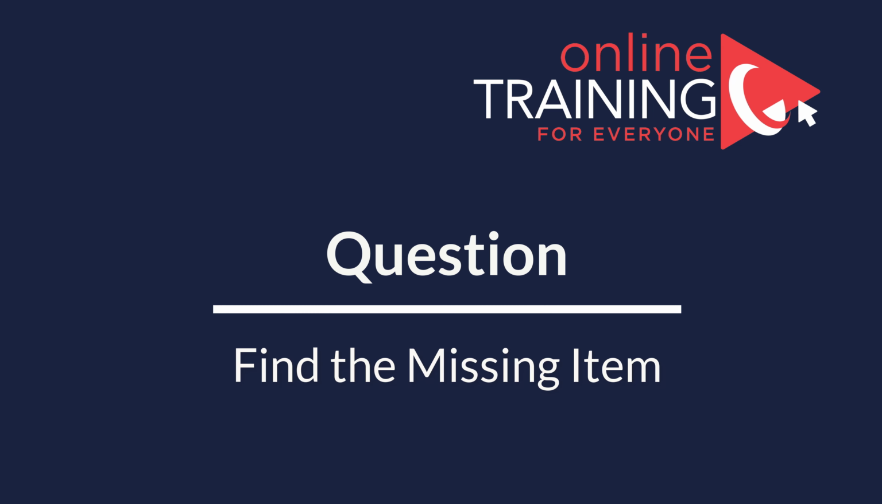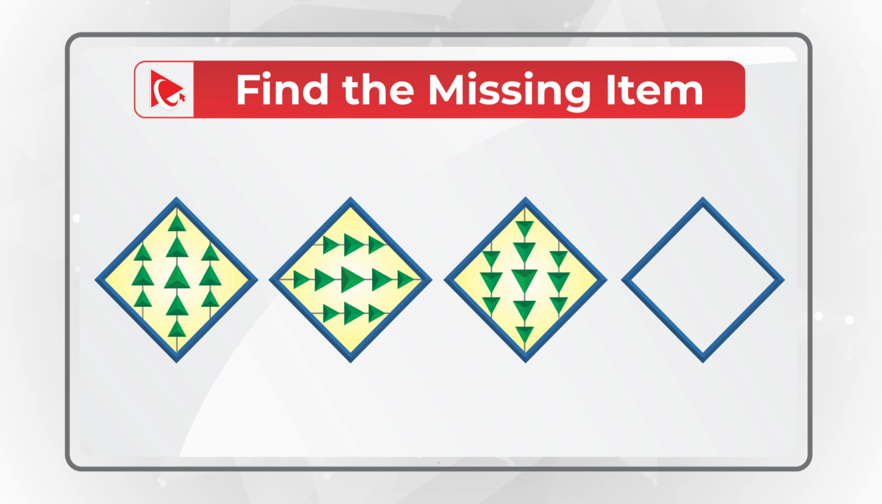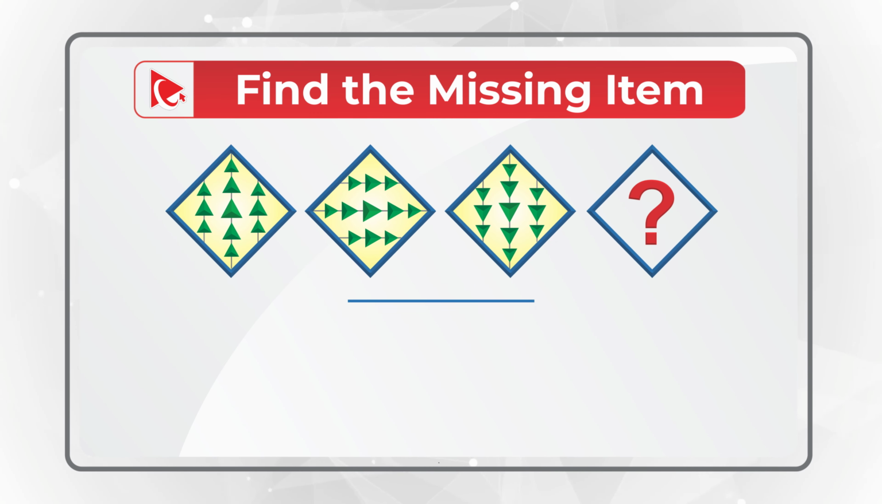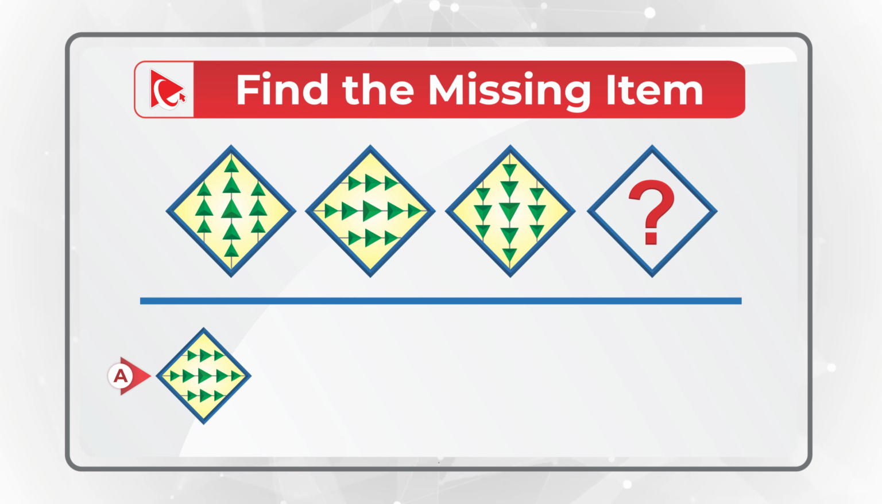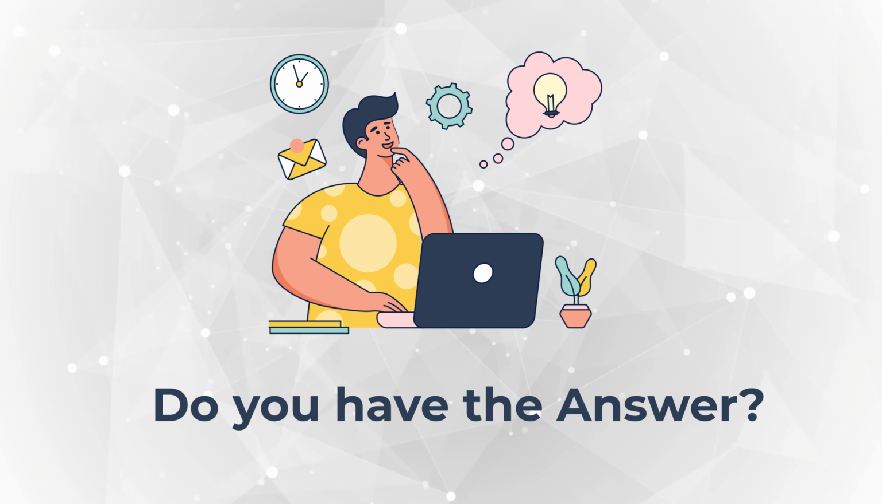Here's an amazing question which tests your analytical skills. You're presented with a set of diamonds. Each diamond has other objects inside, and you need to find the missing diamond, which is diamond number 4. You have 4 different choices to choose from: choices A, B, C, and D. Take a close look to see if you can come up with the right solution. Are you ready? Do you have the answer?